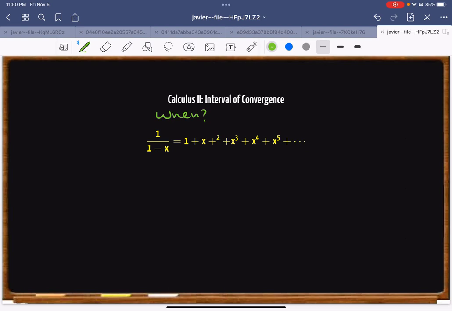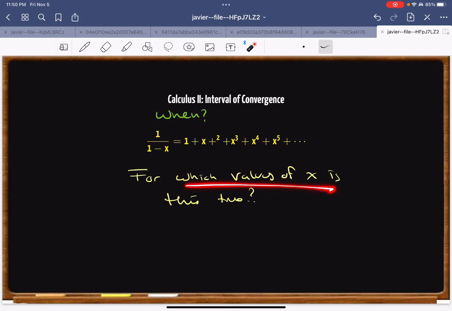More specifically, I guess we could rephrase the question like this: for which values of x is this true? And it turns out that it's true for some values and not others. There's always some sort of limitation, especially, not always, but when we have some sort of asymptote on the bottom or other discontinuities, you can almost be guaranteed that there'll be some sort of limitation as to the answer to this question, for which values of x is it true?